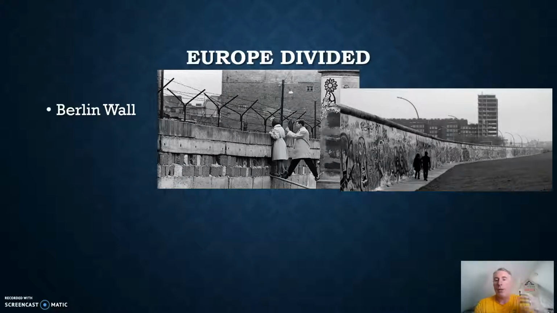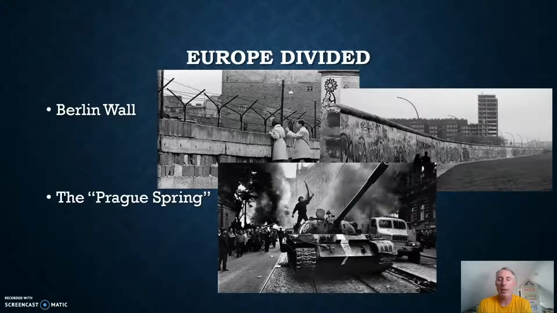Anger at communist rule in other parts of Eastern Europe resulted in some uprisings, such as the Prague Spring. It was named for an uprising in Czechoslovakia, today the Czech Republic, capital of Prague. Student protesters demanded democratic reforms, but the uprising was brutally put down.